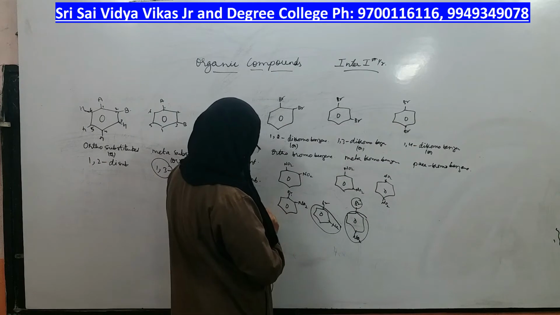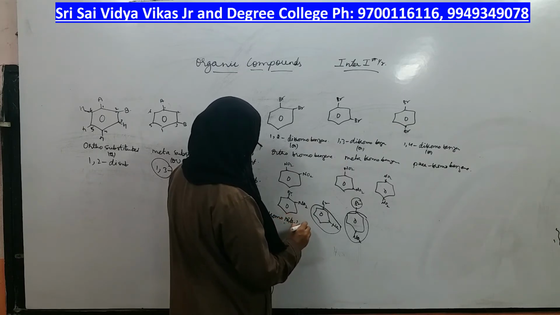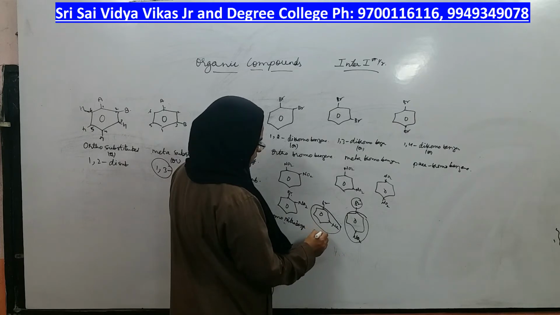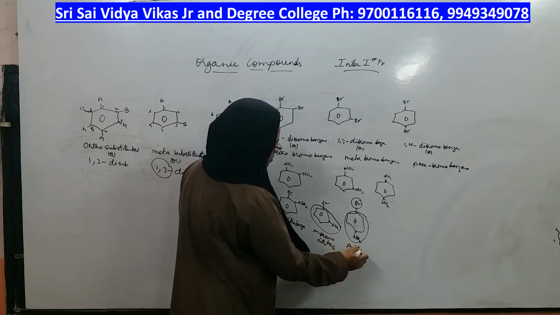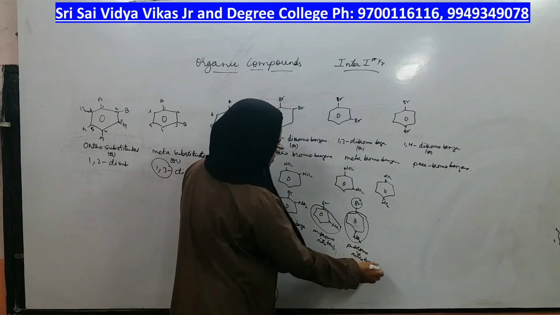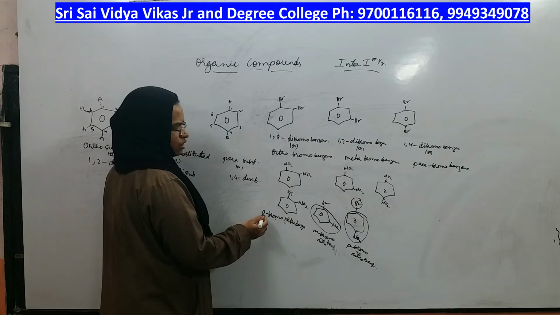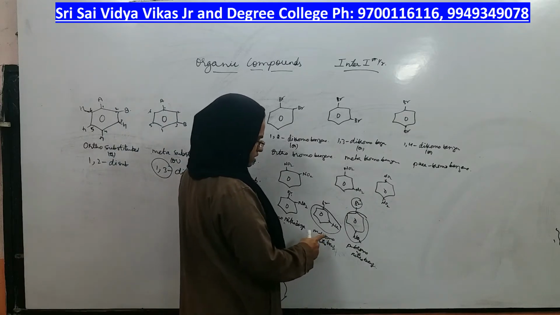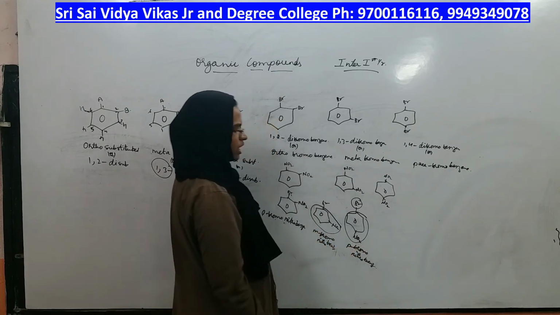I will write the general names. Ortho bromo nitrobenzene, meta bromo nitrobenzene, para bromo nitrobenzene. Right? Ortho bromo nitrobenzene means bromo and nitro are ortho to each other. Meta bromo nitrobenzene means bromo and nitro are meta to each other. Para bromo nitrobenzene means bromo and nitro are para to each other.